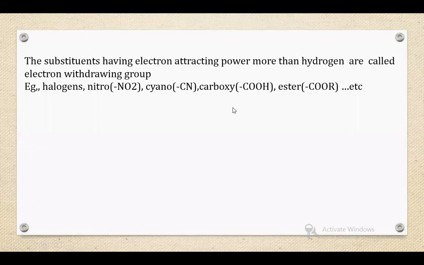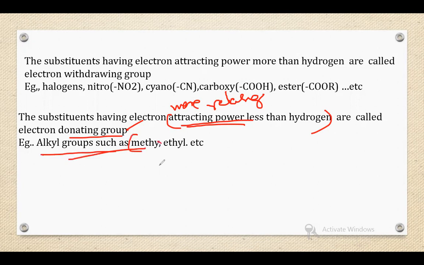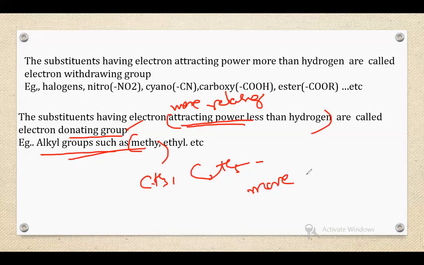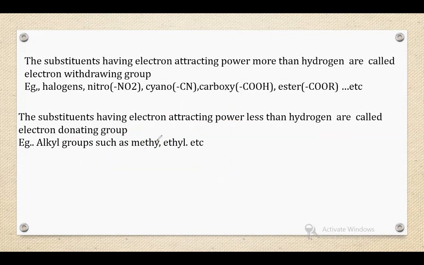Similarly, a substituent group having electron attracting power less than hydrogen, that is, more electron releasing power, is called an electron donating group. All alkyl groups such as methyl or ethyl, CH3 or C2H5, isopropyl, isobutyl, etc. have less tendency to attract and more tendency to release electrons. This shows the positive inductive effect. So negative inductive effect is minus I effect, and positive inductive effect is plus I effect.